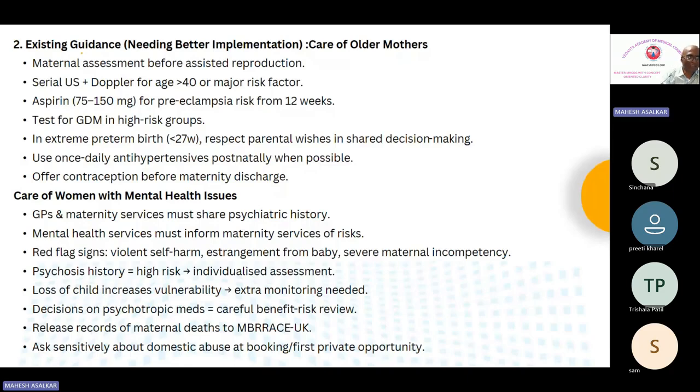Then if there is a psychosis history, your patient is very high risk, and it needs individualized assessment. If there is a loss of a child, then the patient is very vulnerable to the development of mental health issues, so extra monitoring is required. On the decision on psychotropic medication, we need to balance the risk to benefit ratio and take the decision appropriately. Release records of maternal deaths to MBRRACE-UK for appropriate reporting, and ask sensitively about domestic abuse at booking and at the first private opportunity. Okay.